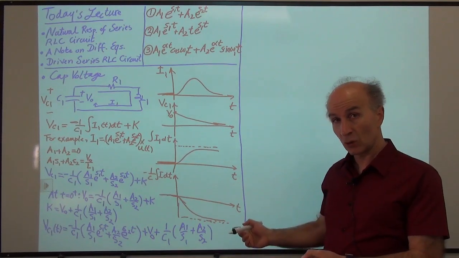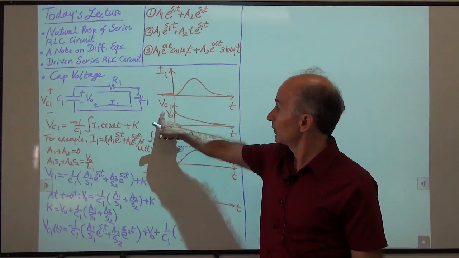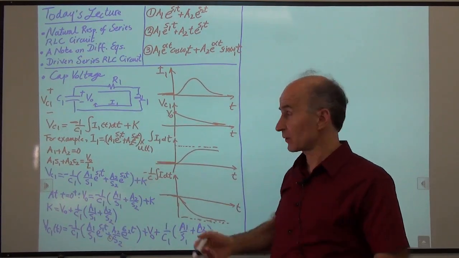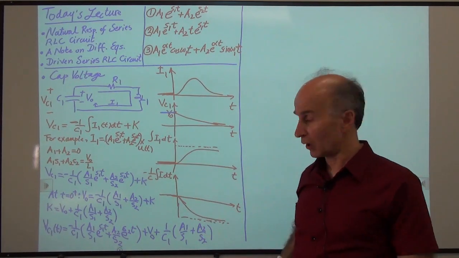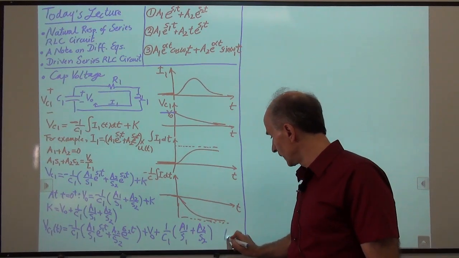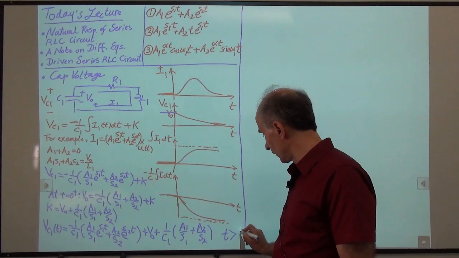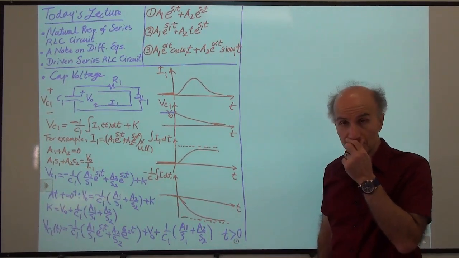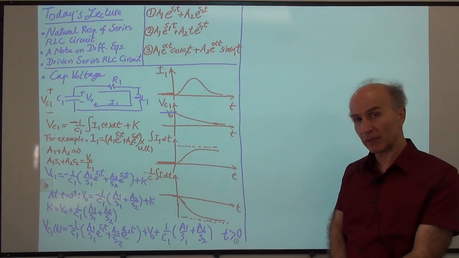Does this take u of t? No, because the voltage on the cap before time 0 is not 0 in this case, right? Because we started with some initial condition. So in fact, it's more like this. All we know is that this is true for t greater than 0. What's happening before time 0, we don't really know for that voltage. Okay, all right, so we have the voltage as a function of time.